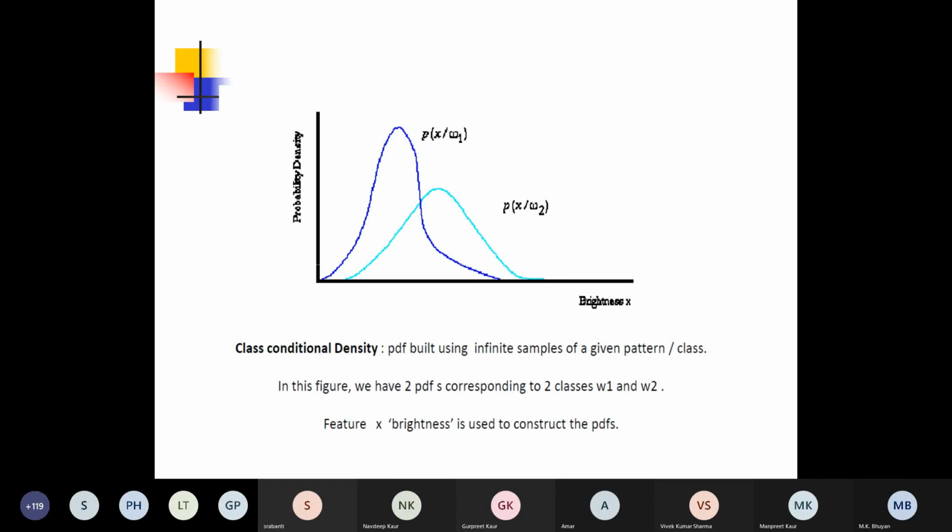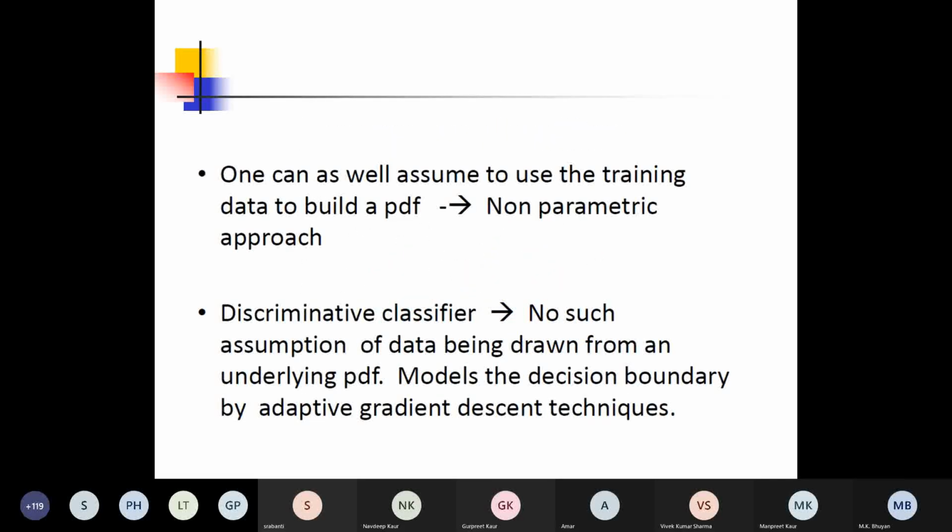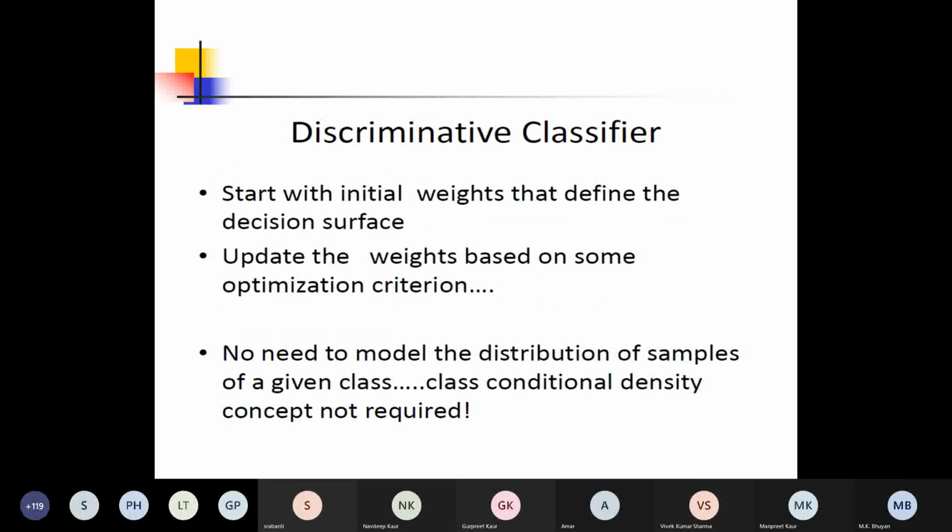In case of the discriminative classifier, the class conditional density is not important. So we do not need that information. What we have to do is apply some optimization technique to find the best decision boundary between the classes. So that is the distinction between the generative classifiers and the discriminative classifiers.